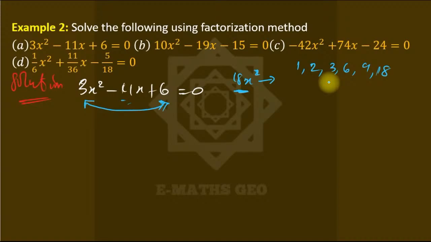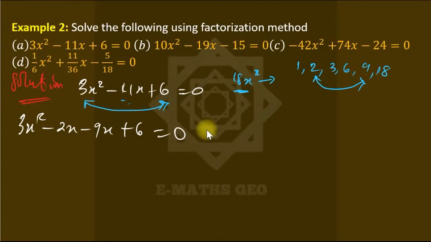If I take 11, what will give me minus? If I take 9 and 2, 9 and 2 has something to do with 11. Since I have minus 11x, both of them will have a negative sign. So I will split this 11x as minus 2x and minus 9x plus 6 equals 0.